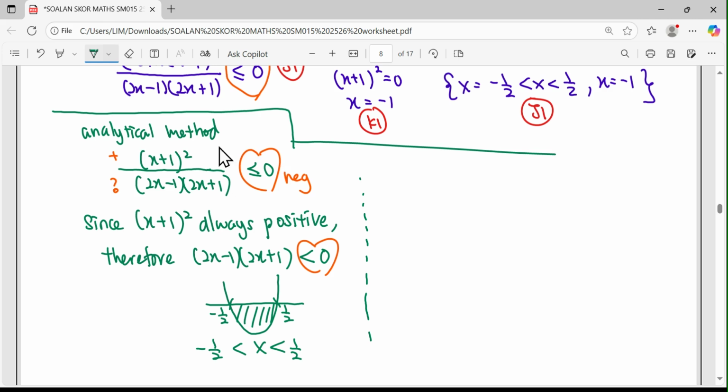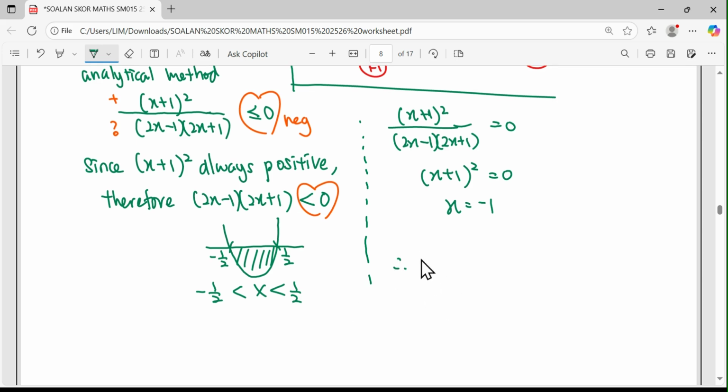So same here, we still need to consider the case where the fraction equals to 0. So when this fraction can be equal to 0, this x plus 1 squared equals 0. We still have another answer, x equals to negative 1. So therefore, our solution will be x in between negative 1 over 2 and 1 over 2, then x is equal to negative 1. We have two parts of the answer. Then this is our analytical method.